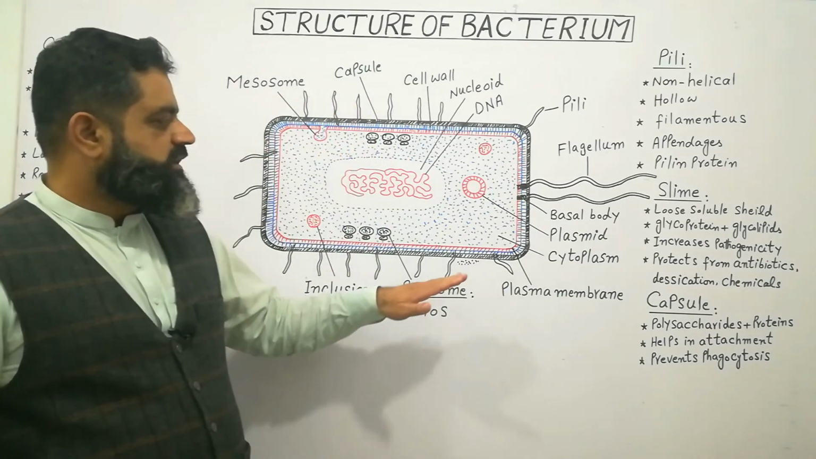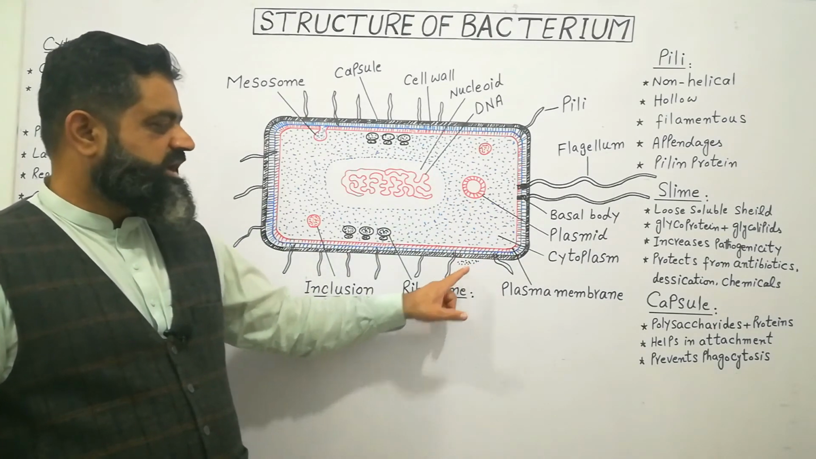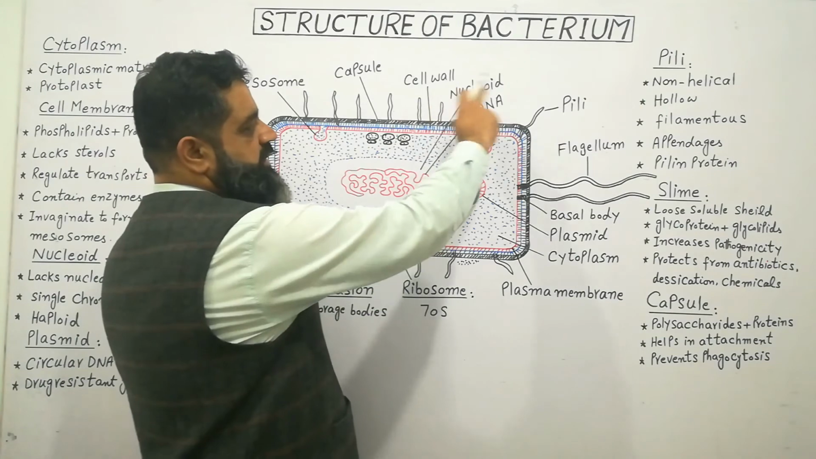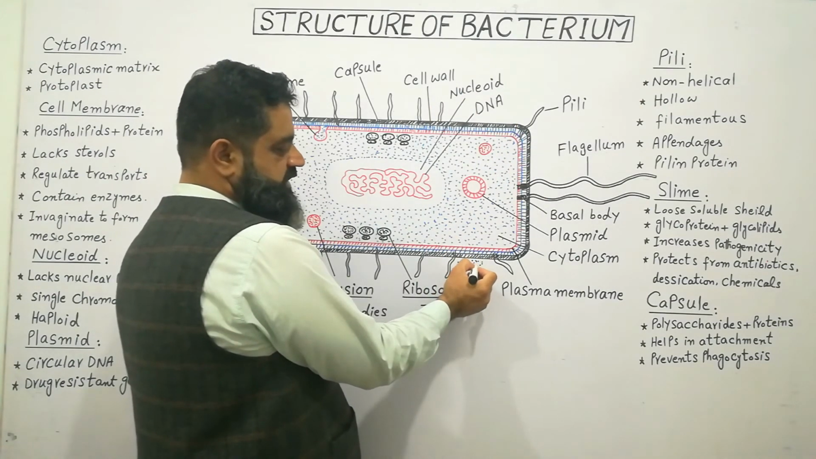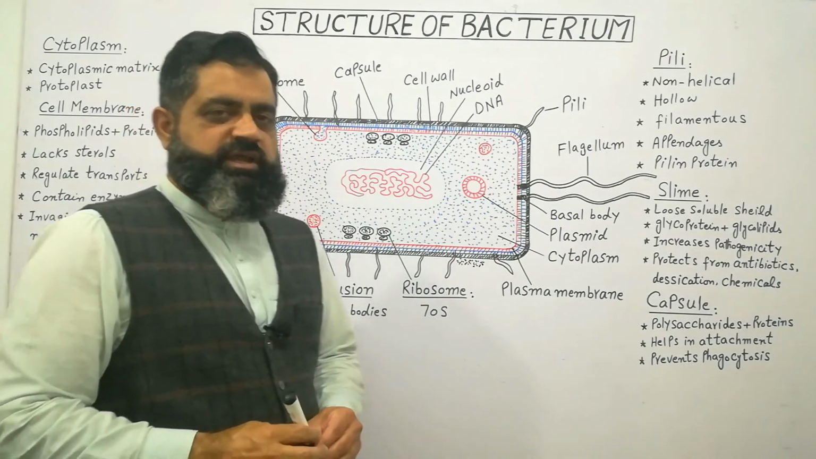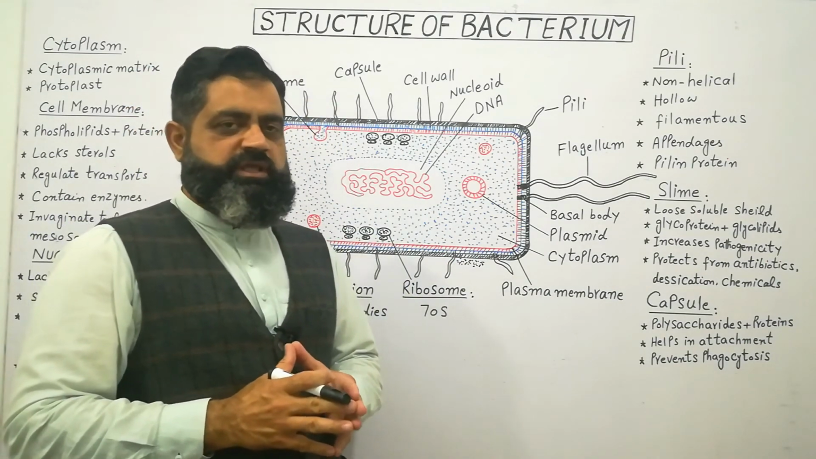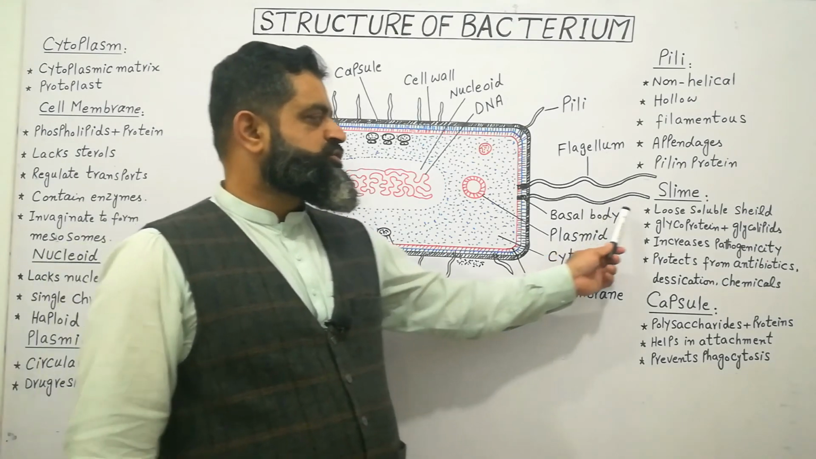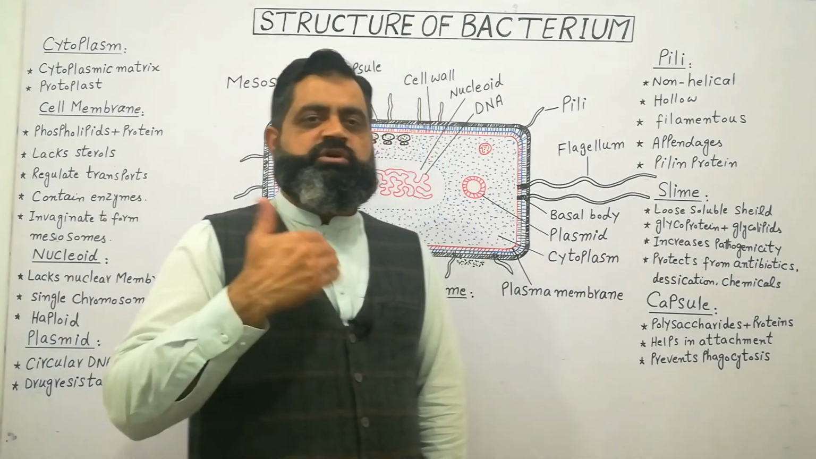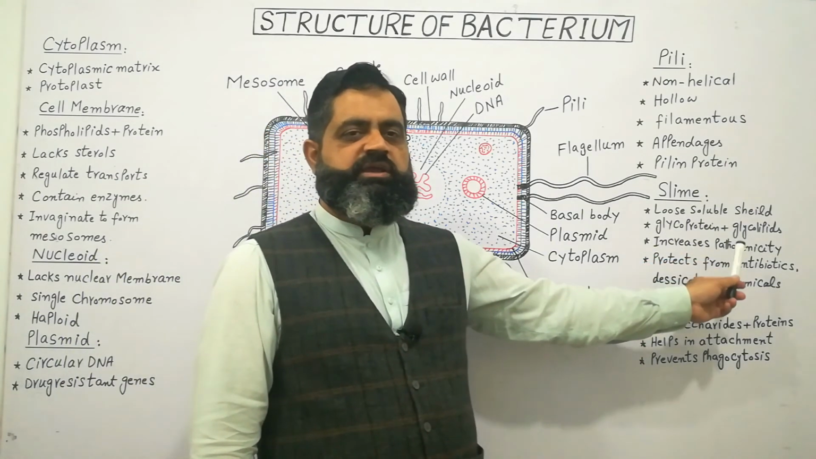But some bacteria also contain another protective layer which is known as slime. I have not drawn it on the whole body, but I have shown it just over here in the form of dots. This is a layer of slime. Slime is the outermost envelope or covering of the bacteria. Slime is a loose soluble shield present on the outer surface of the bacteria. This is made up of glycoproteins and glycolipids.